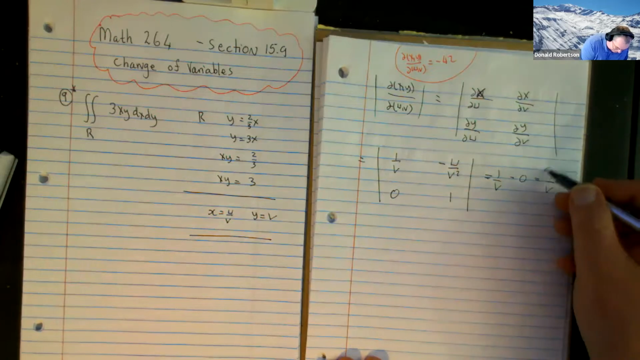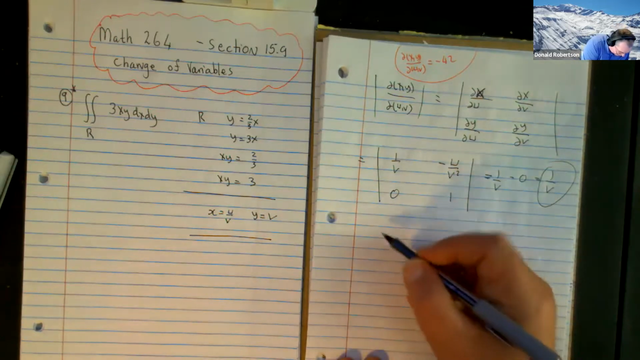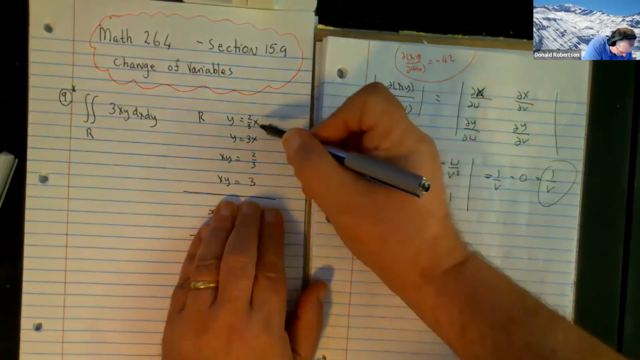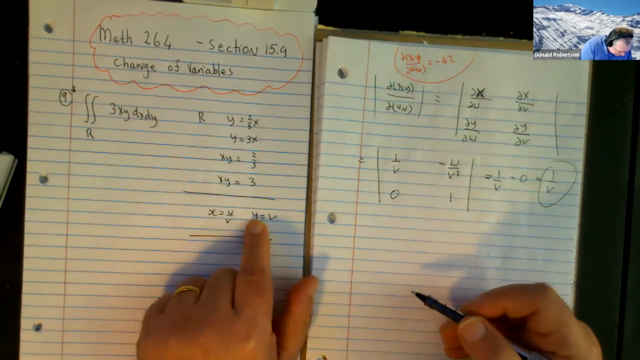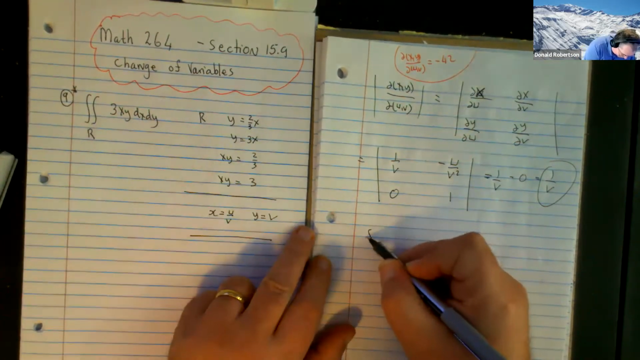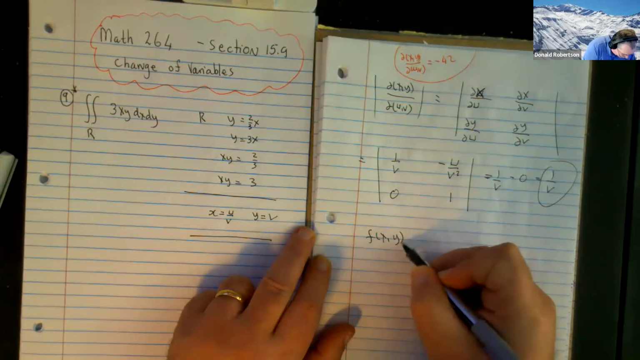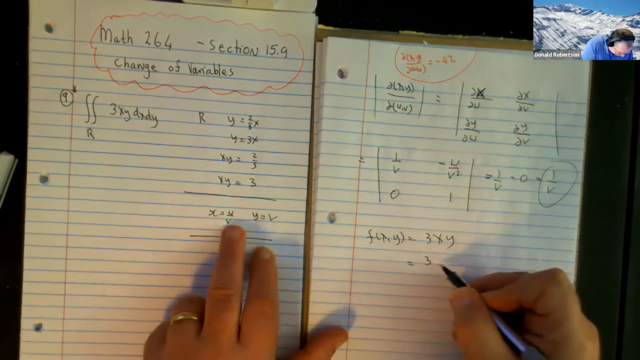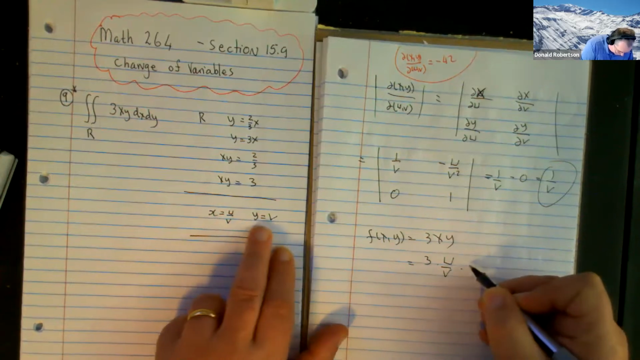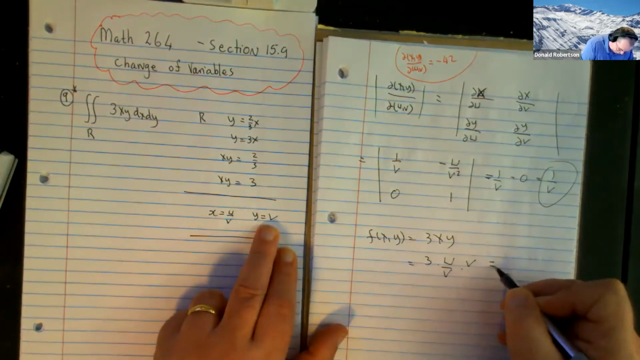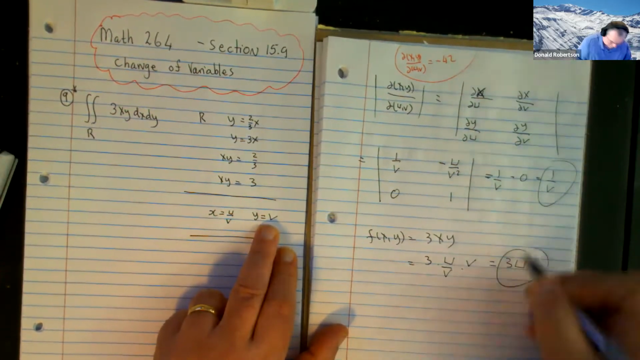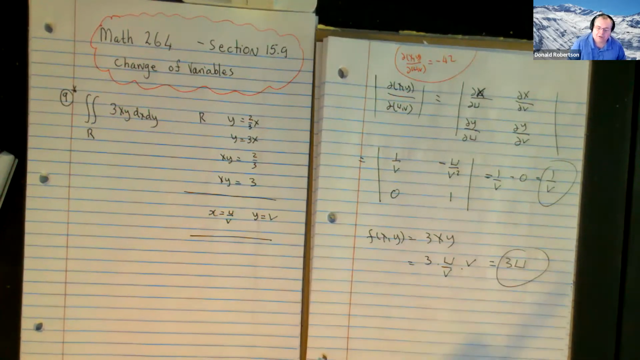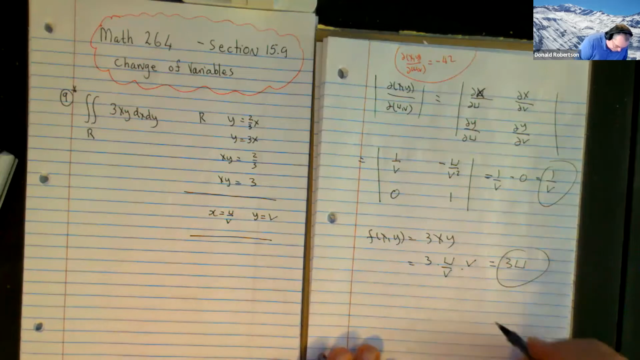Well, that's that guy done, right? A little circle to remind you. Now, limits of integration and changing this guy. The function f of xy in this case is 3xy, and that becomes 3 times u over v times v, which is actually quite nice, right? That came out good. And now we need to do the limits of integration.